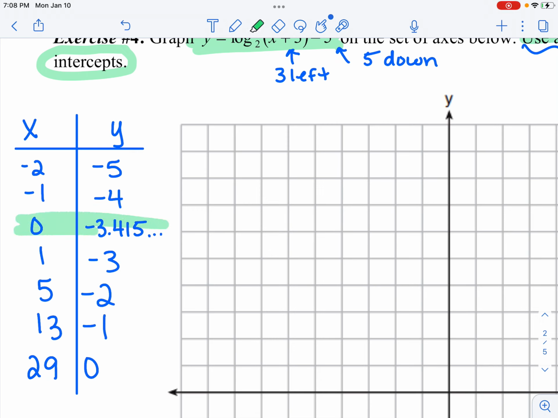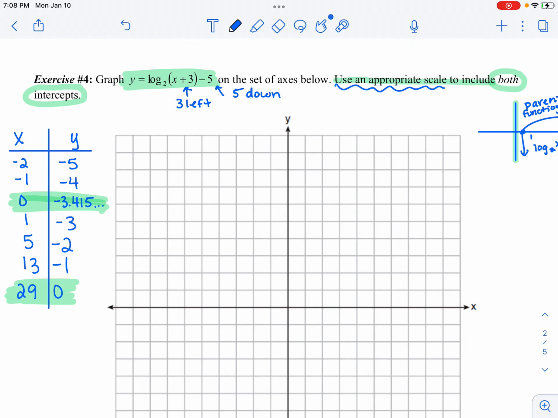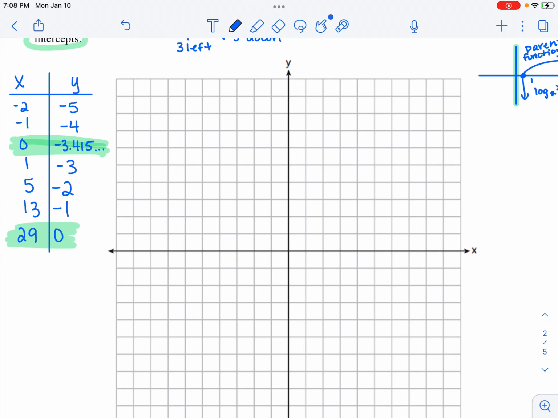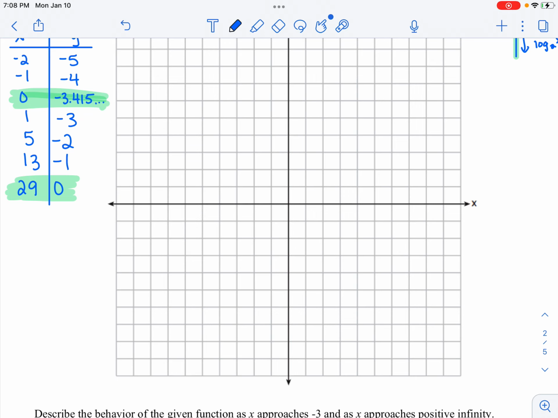So here are my intercepts. These are the points I had to include because the question told me to. And the other points will just help me make a nice graph. Now, the y values, I can count by ones on my y-axis because I'm only going as low as -5 and as high as 0. On my x-axis, though, that's where I need to count by at least 3. So I'm going to count by 3.